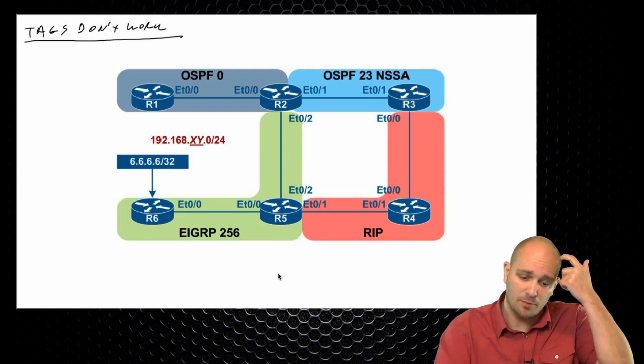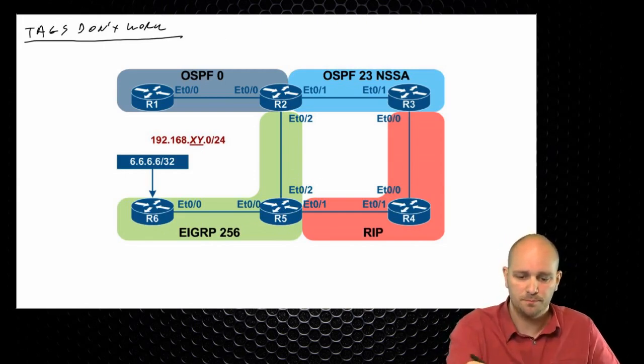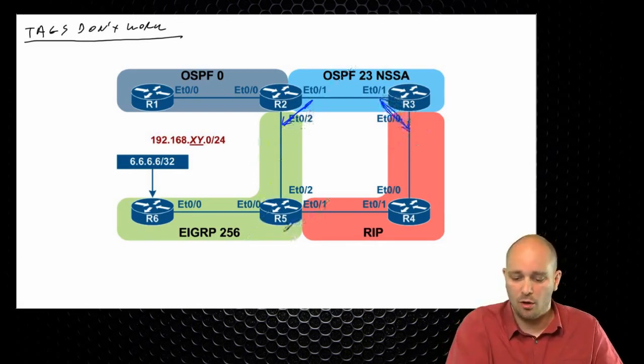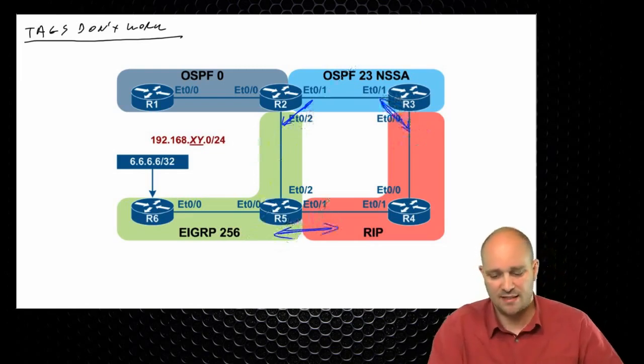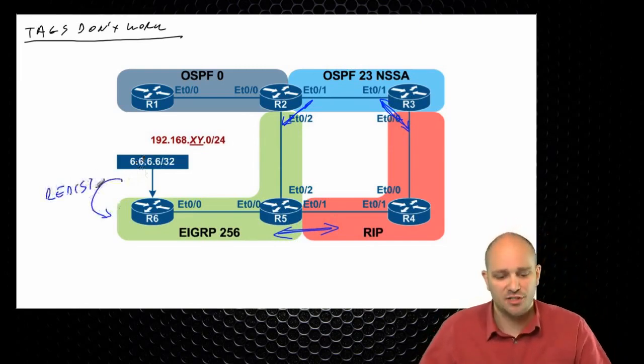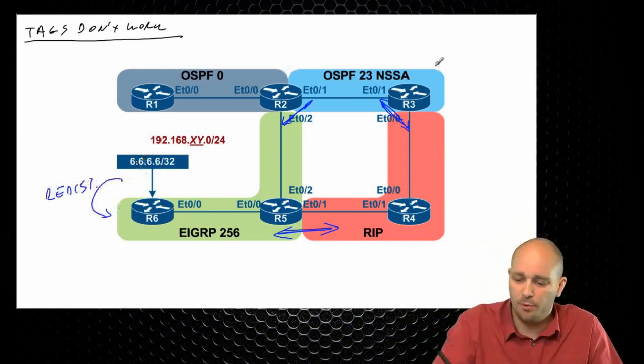And the task is very simple. Make sure that everything in this network is reachable, mutually redistribute on R2 between OSPF and EIGRP, on R3 between OSPF and RIP, and on R5 between EIGRP and RIP. So this is the task. And by the way, on R6, you need to redistribute this 6.6.6.6 into EIGRP.